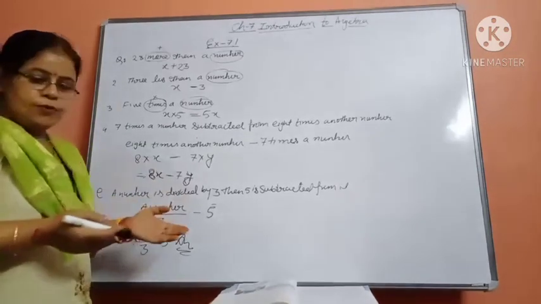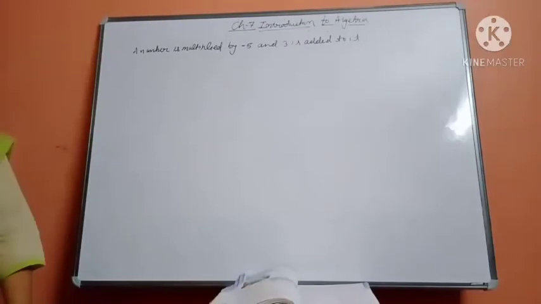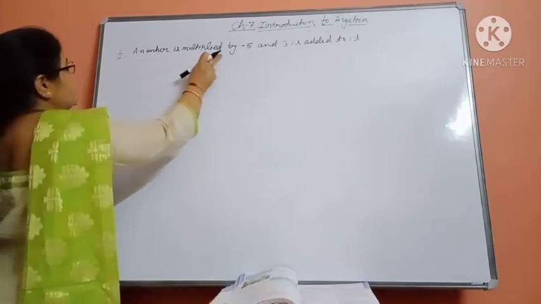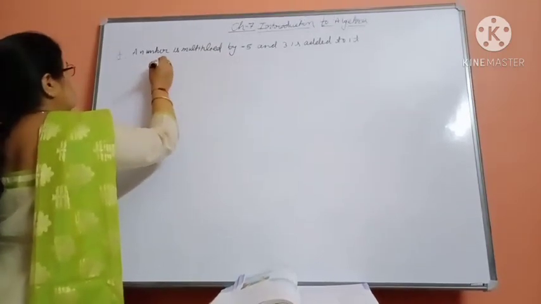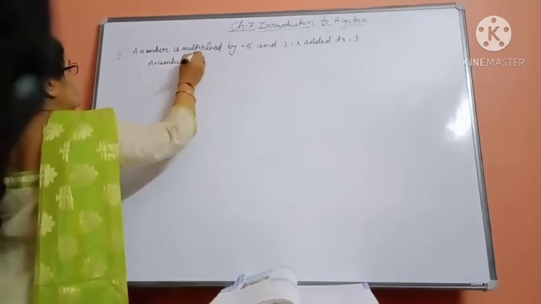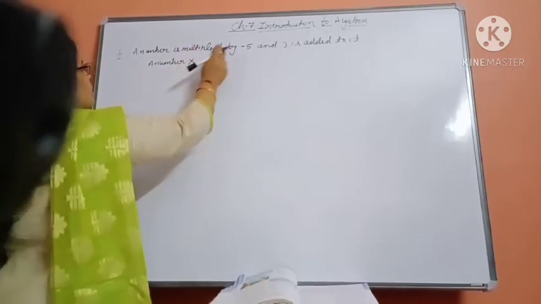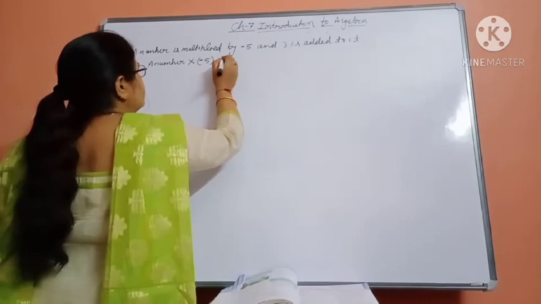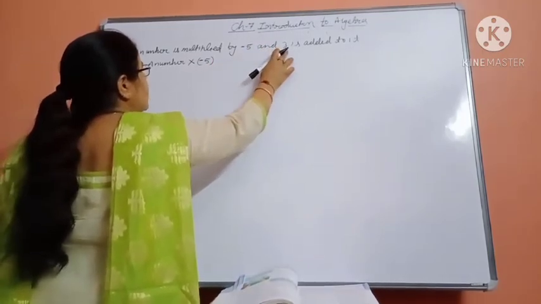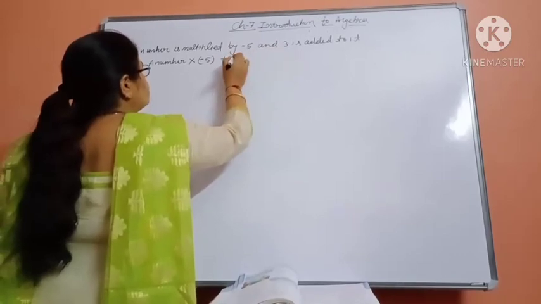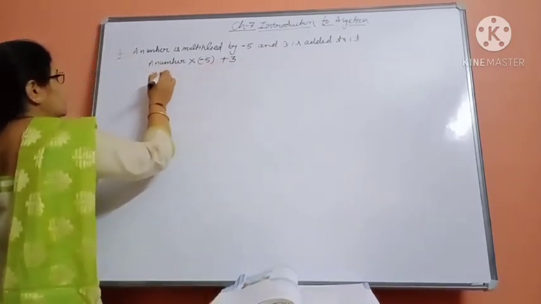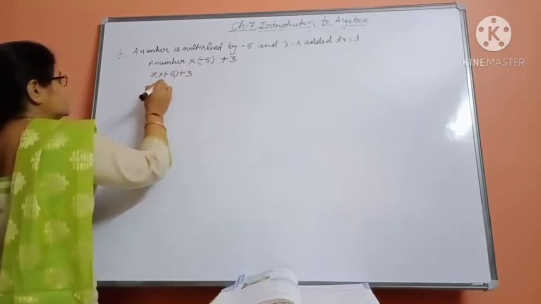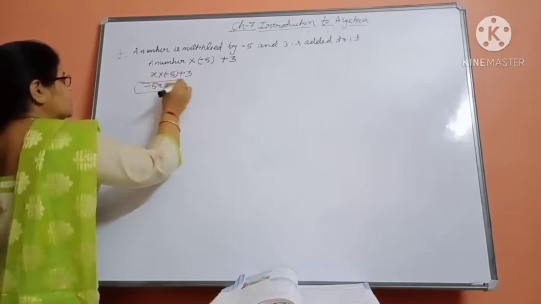Again we are moving to the rest of the part of the question. Now see that part, what is that? A number is multiplied by minus 5. So how will you write it? A number, multiply, you know the sign of multiply, by minus 5. And 3 is added to it. And 3 added means plus. How much are you adding? 3. A number means x into minus 5 plus 3. So you will write minus 5x plus 3.